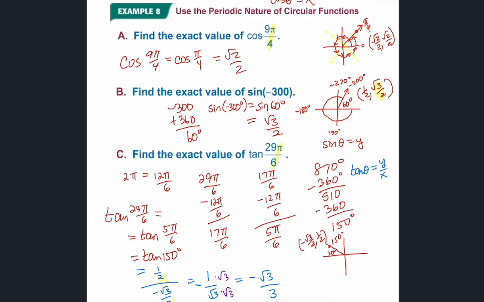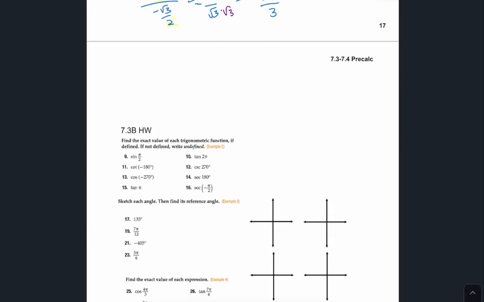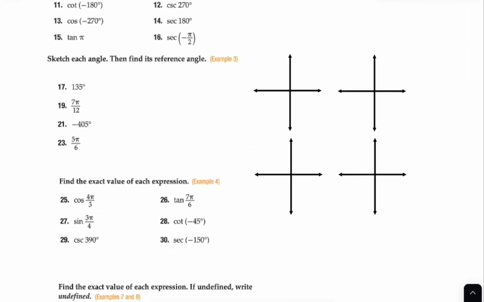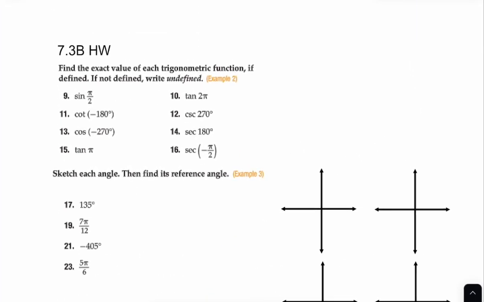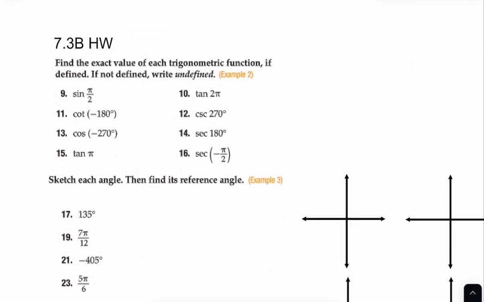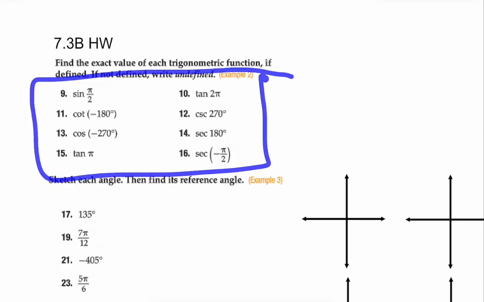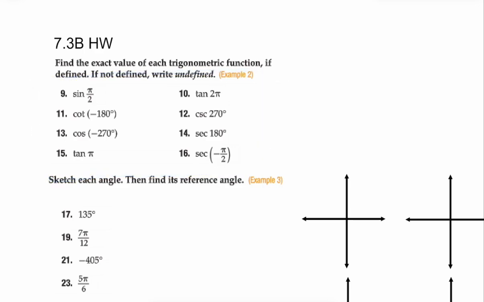Everybody okay with those ones? Okay, so now let's take a look at your homework. So let's do one of each. These top ones are your quadrantal angles. It says to find the exact value of the trig functions. So find the location. Here's what I want.